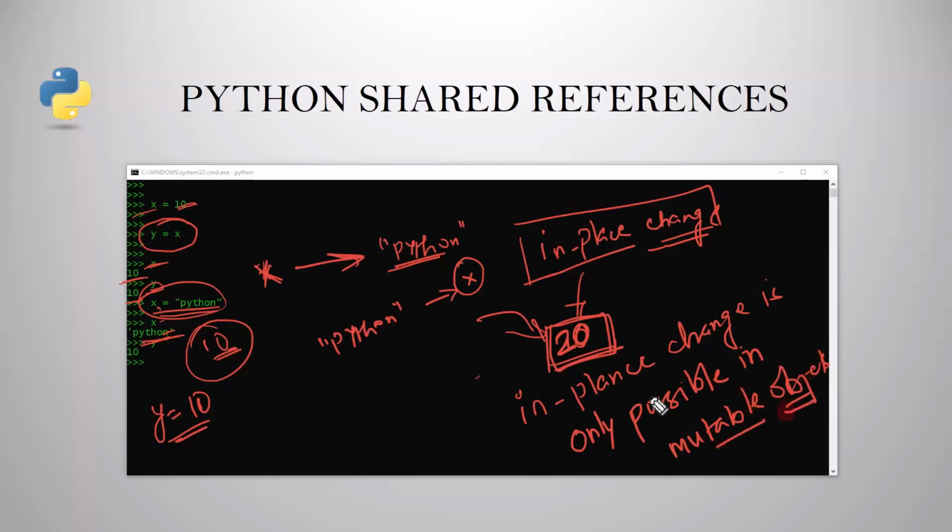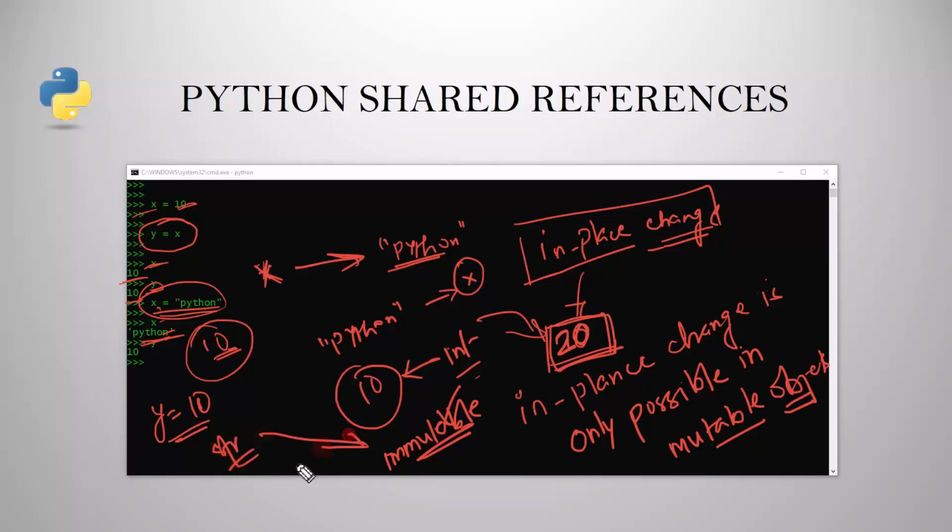And here 10 is an integer and it's immutable. Also a string is an immutable object. So whenever we are reassigning a string or an integer, we are not doing an in-place change. What we are doing is creating a new object in a new location in the memory, and we are pointing this name to that new location.